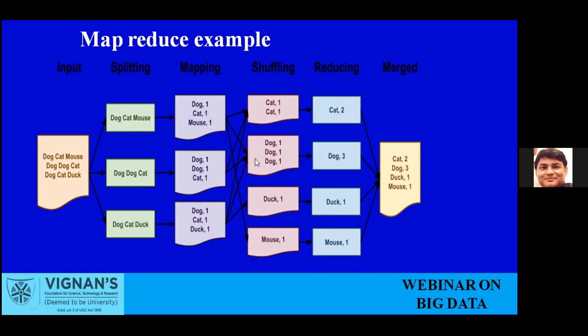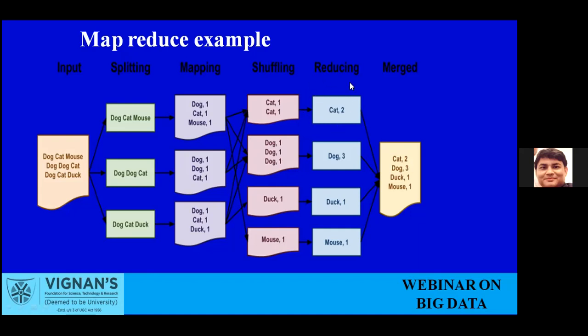What is sorting order? First C will come, then D and M will come. So first you see the C, and see how many times it appears here. From here one time appears, from here one time appears. Similarly for dog, how many times does it appear? Dog one time, duck one time, mouse one time.